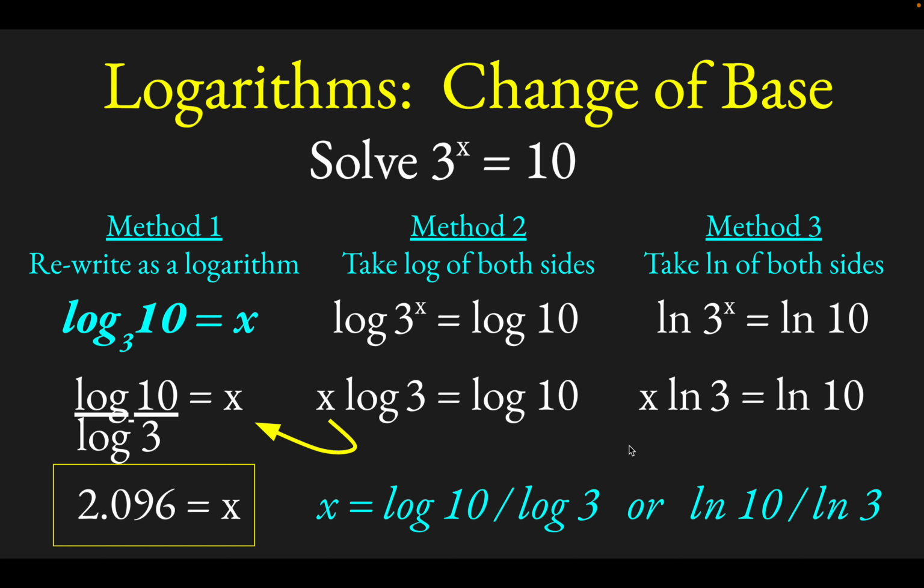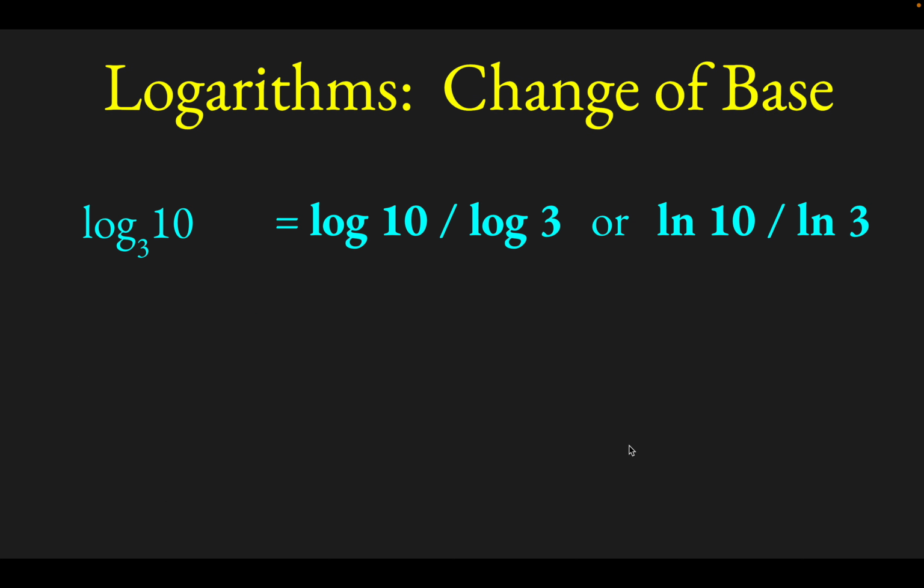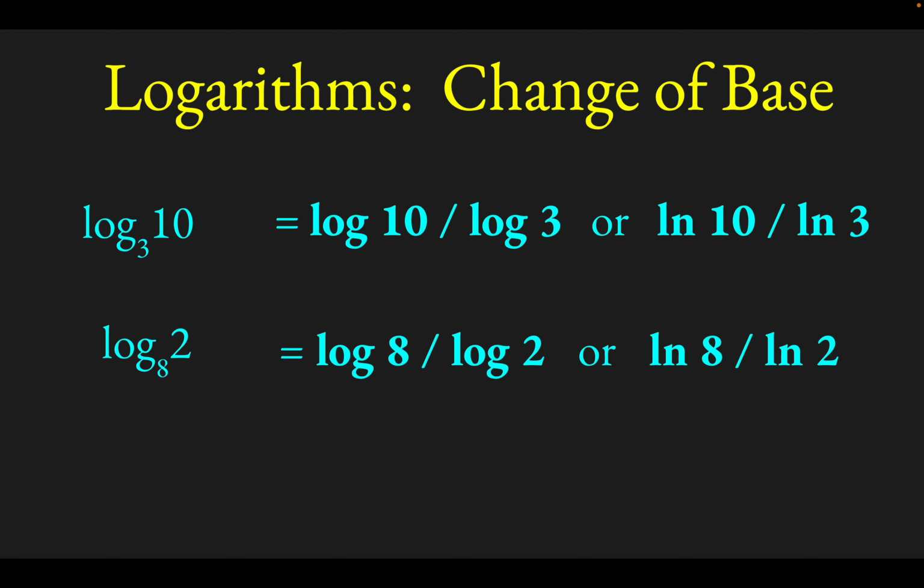Well, so we've just learned something useful and important. If you have a situation like log base 3 of 10, you could type that into a calculator as just log 10 over log 3 or ln 10 over ln 3. So to look at another example, if you had log base 8 of 2, people don't tend to work in base 8 very often. What this would be is log 2 over log 8, or ln of 2 over ln 8.